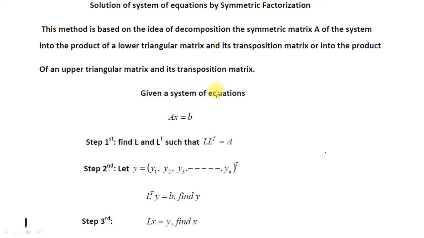Suppose we have a system of linear equations Ax = b, where A is the coefficient matrix, x is the unknown matrix, and b is the constant which lies at the right hand side of the system. Now there are some steps for the procedure of the Cholesky method. First of all, find the lower triangular matrix L and the transpose of the lower triangular matrix such that L into L transpose is equal to A.